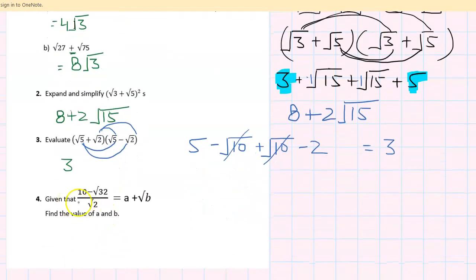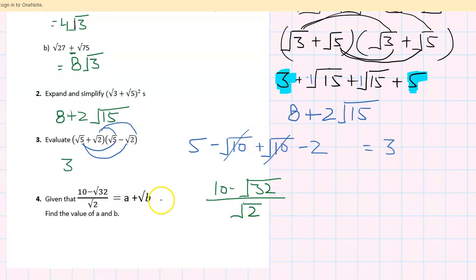Now this is an important question. Generally this is called the rationalize the denominator. I'll give you more questions about this. Now our question is 10 minus root 32 over root 2.